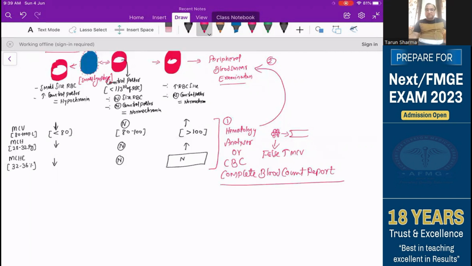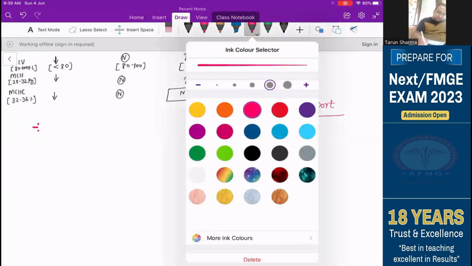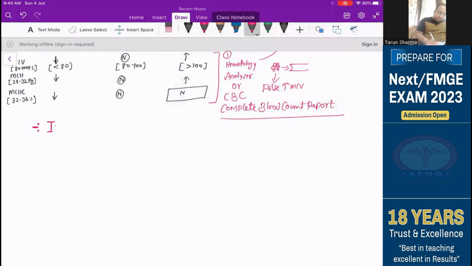Okay. Now we'll see what are the causes of microcytic, what are the causes of macrocytic, what are the causes of normocytic. So let's see. First of all, the microcytic category. What can be the probable causes of the microcytic category? In the microcytic category, we have iron deficiency anemia, that is one of the most common anemias in the world.